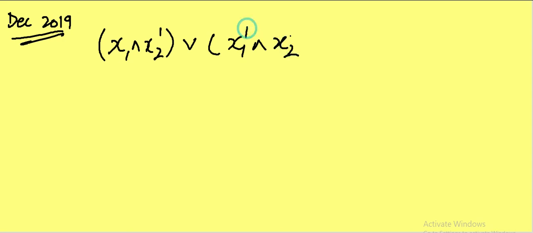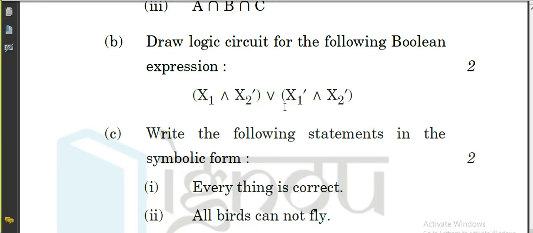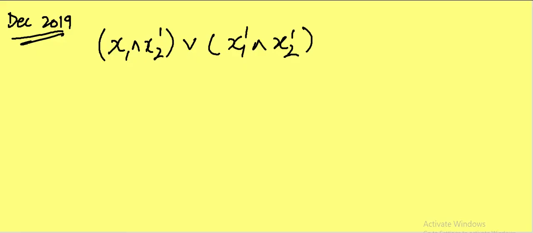x1 and x2 complement, then this is with this, and then x1 and x2, and then complement on both of these. You can also verify it from this: x1 and x2 complement, or x1 complement and x2 complement. Okay, now in this case we have to draw a logic circuit.